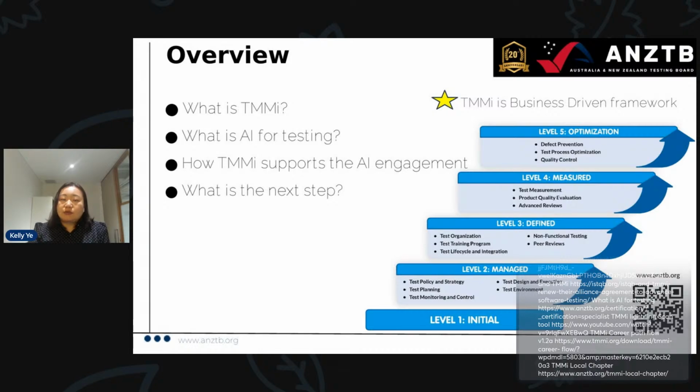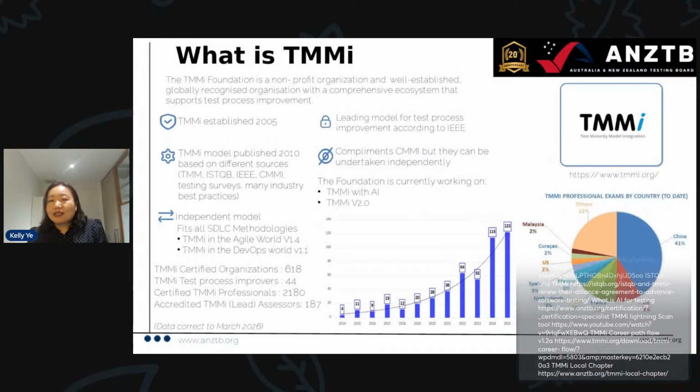All right, let's move on to what TMMi is. Next slide, please. Thank you. Here is where TMMi comes from. It's not just a recent thing. TMMi introduced the framework in 2005 at the ICS test conference, and they published the first version of the TMMi framework in 2010. The TMMi framework aligns with ISTQB, and we will also talk about the relationship between ISTQB and TMMi in the next slides.